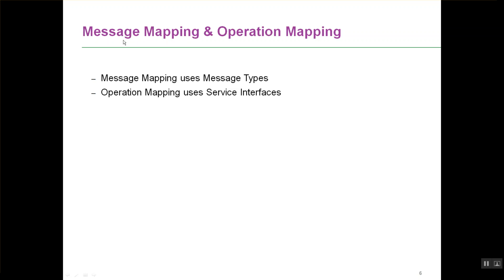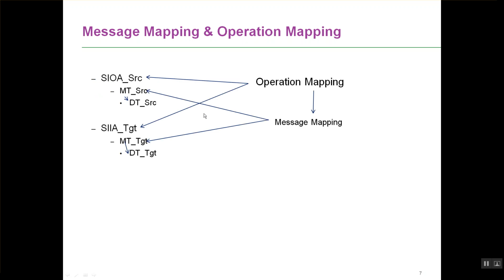Okay, and then you would define a message mapping and an operation mapping. The message mapping uses message types and an operation mapping uses service interfaces. Do not worry, this picture will make it all clear for you. Okay, so we've defined two service interfaces, SI_OA source, which in turn uses the message type, which uses the data type. You have service interface inbound asynchronous target. This uses the message type target, and the message type in turn uses the data type target.